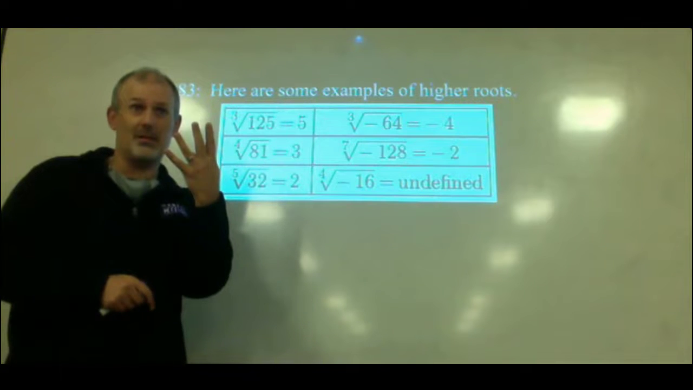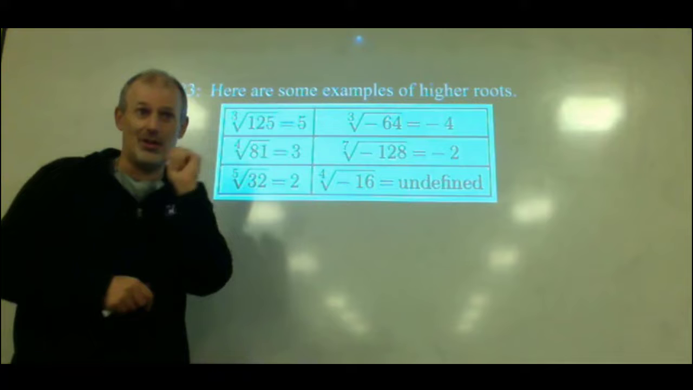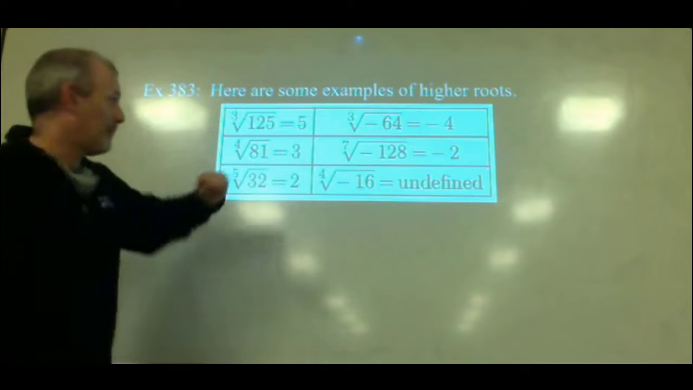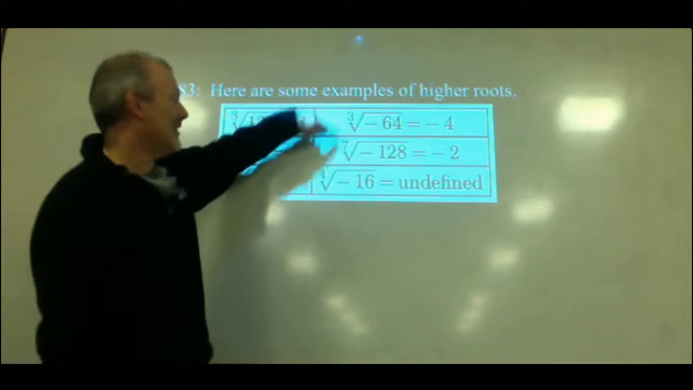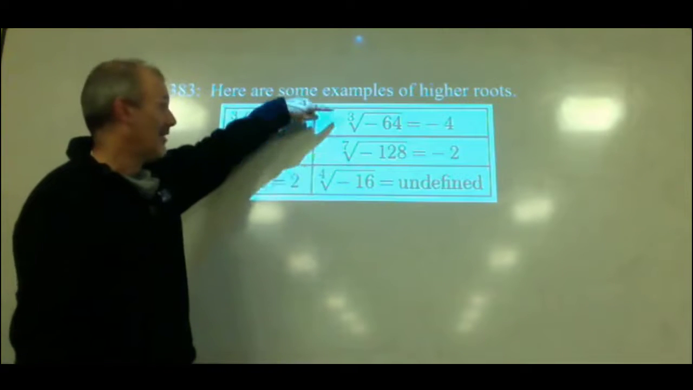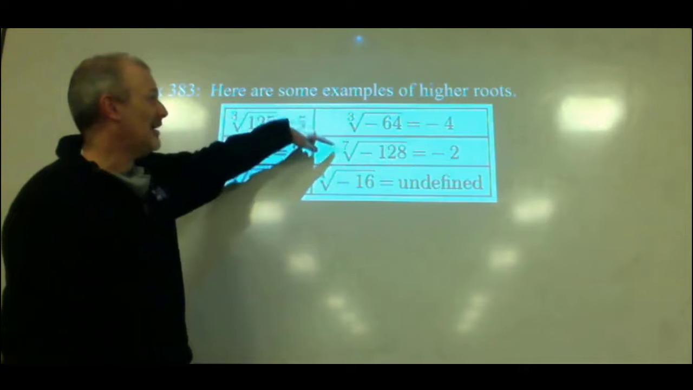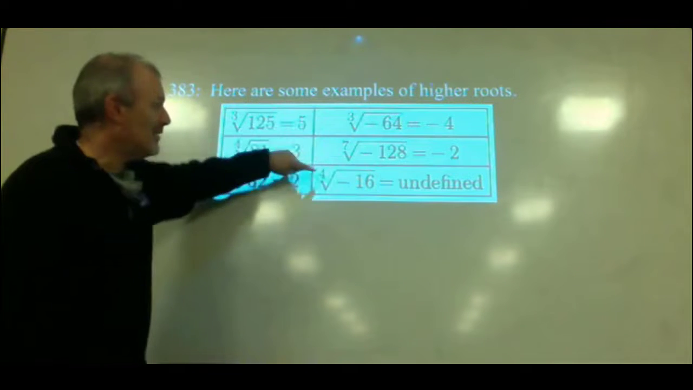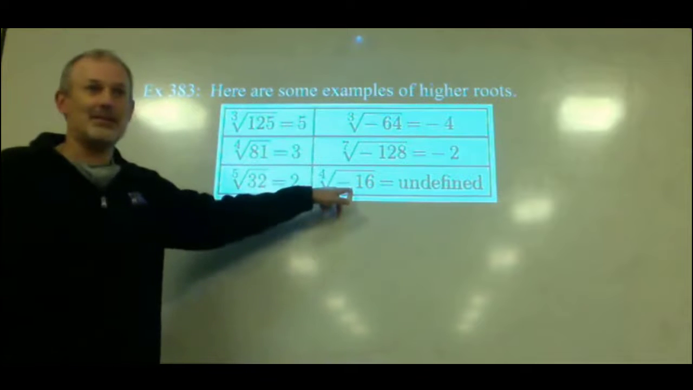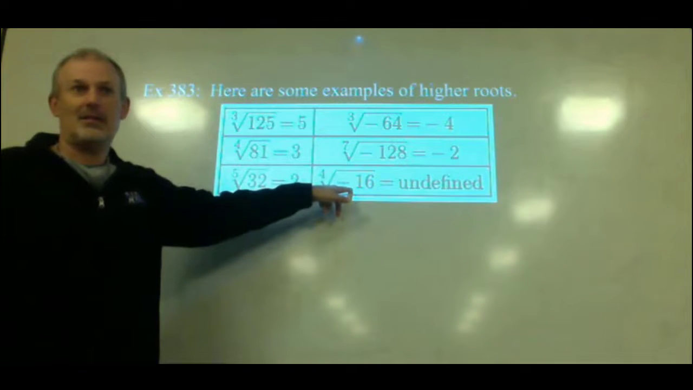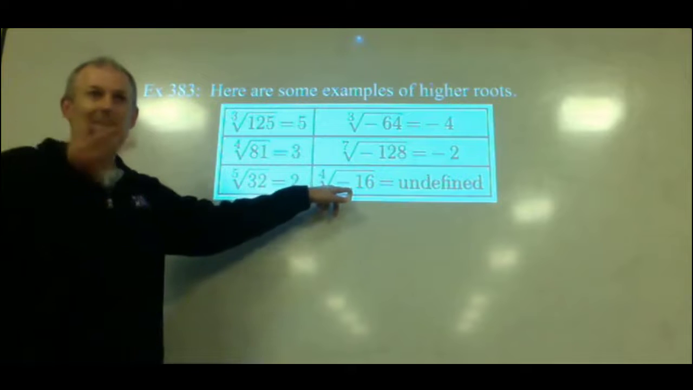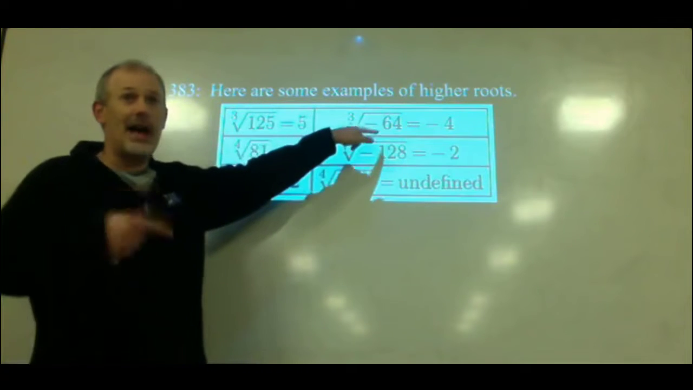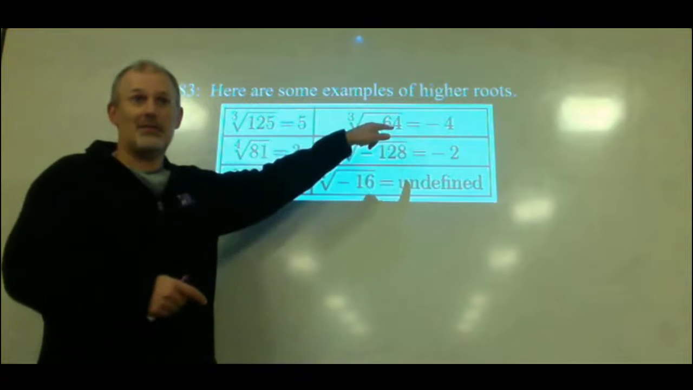So anytime it's an odd index, the negative doesn't matter. It's okay. If it's an even index, we can't have a negative inside here, because there's no way you can put together an even number of numbers and get a negative answer. But you can put together an odd number of negatives and get a negative answer. Right?